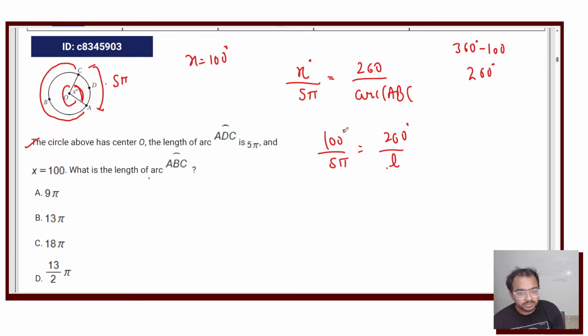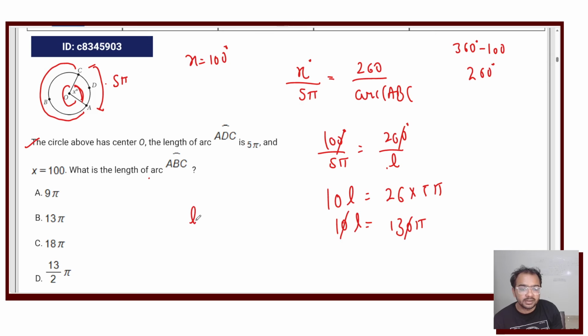They're going to be in the same ratio. So using that concept, I can just simplify it now. So this 0 and 0 gets cancelled. And if you just cross multiply this, 10 times L will be 26 times 5 pi. And 26 times 5 is 130. 130 pi equals 10L. So you just cancel out this 0 and length will come out to be 13 pi. So arc ABC will be having a length of 13 pi.